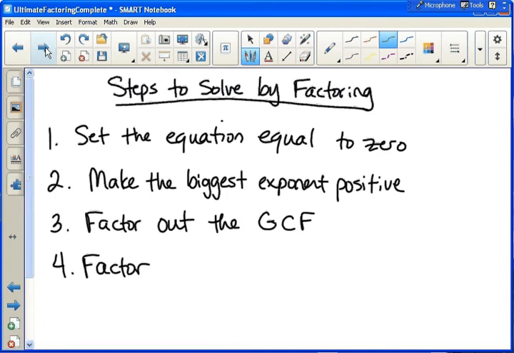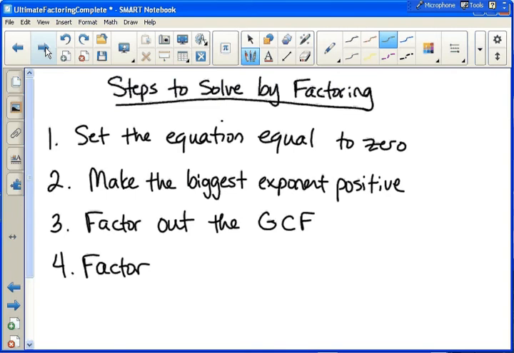You can accomplish that if it's negative. You can fix that one of 2 ways. You can either just move everything over to the other side, add or subtract to get it on the other side of the equation, or you can multiply everything by -1. Both will accomplish the same thing, so that's completely up to you.